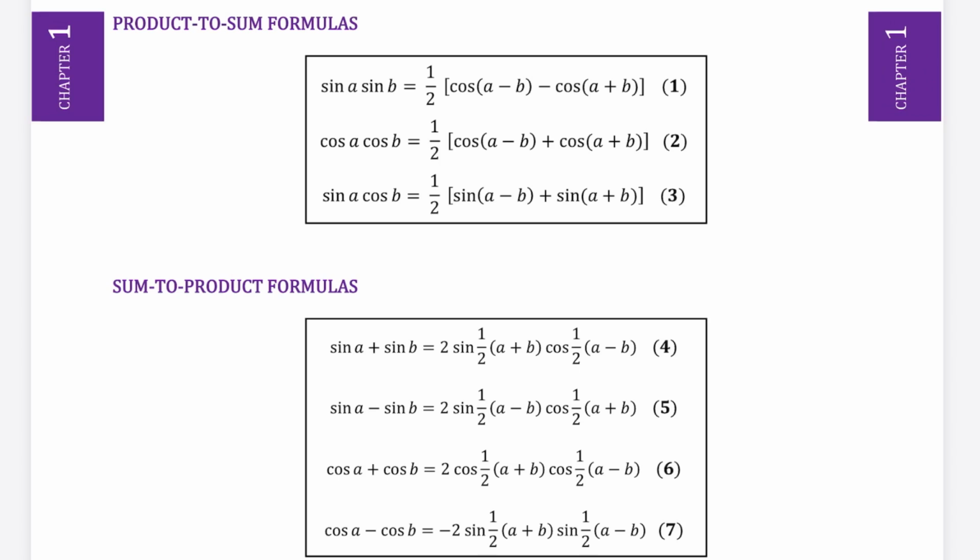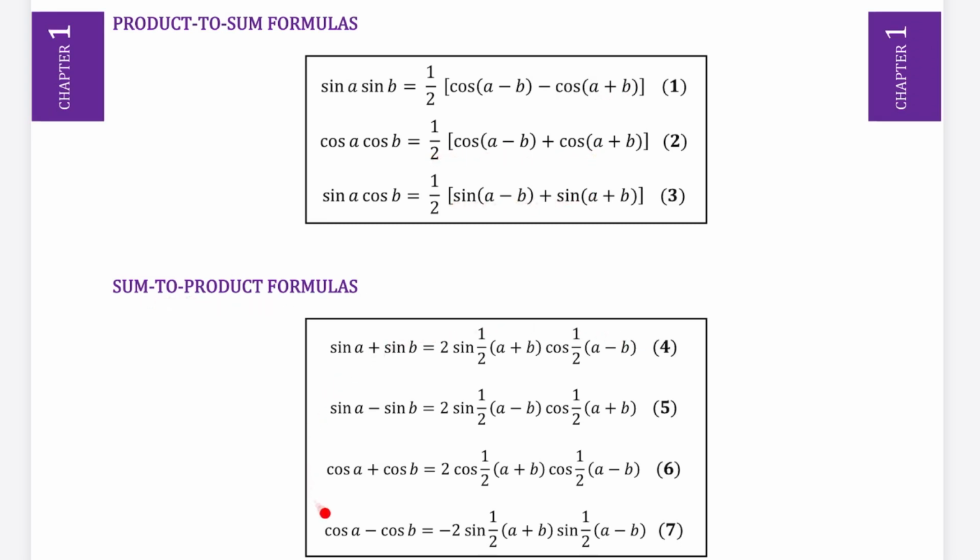In this video, I will teach you the topic 1.4, product to sum and sum to product formulas. In this chapter, I will introduce to you 3 formulas on product to sum. If you can see, this is multiplication of sine and sine, cos and cos, and sine cos. Okay, so these are the formulas.